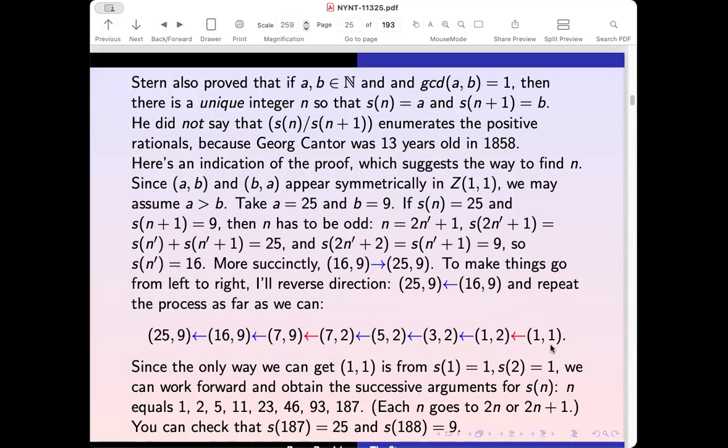And then working forward from the fact that S of 1 is 1 and S of 2 is 1, you get to n is equal to 187, and S of 187 is 25, and S of 188 is 9. And you could do this with any pair of relatively prime integers.